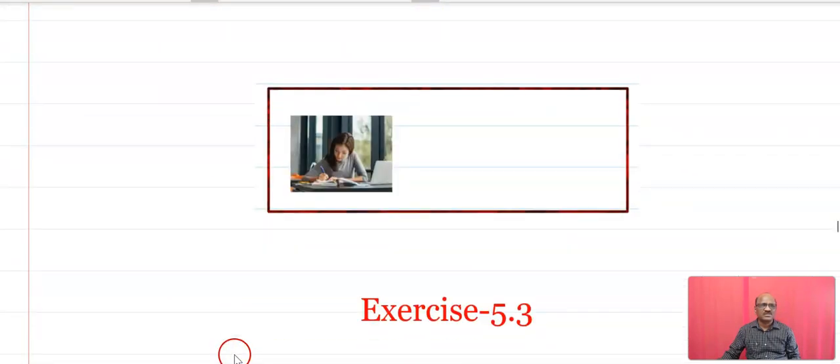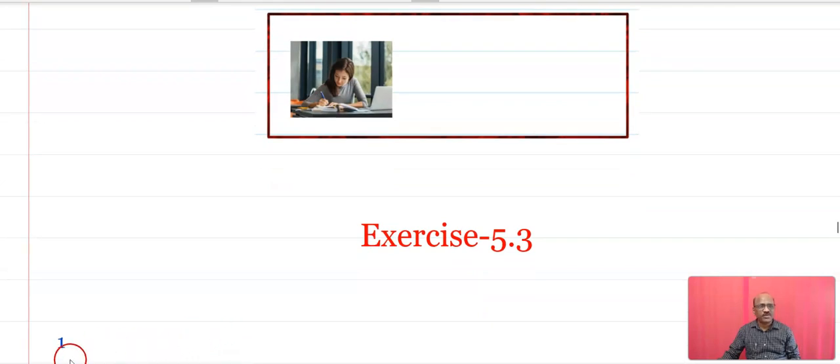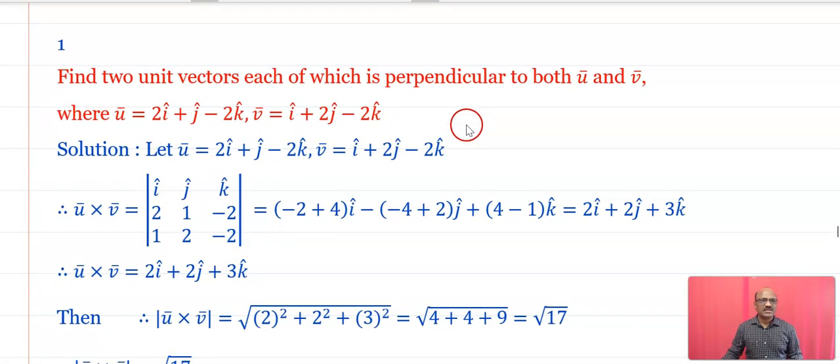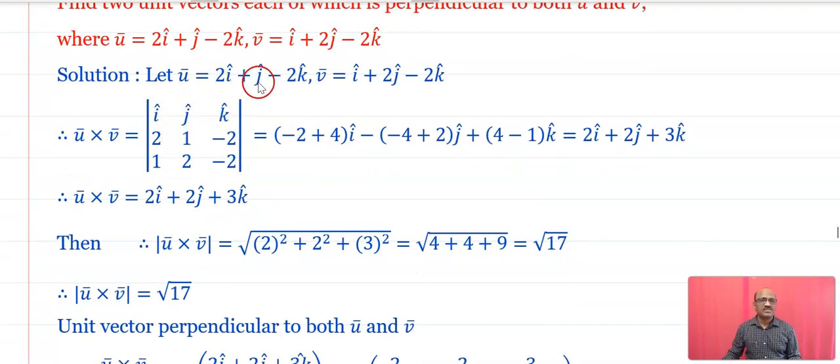Now we will start the exercise 5.3. Find two unit vectors, each of which is perpendicular to U bar and V bar, where U bar is 2i cap plus j cap minus 2k cap, and V bar is i cap plus 2j cap minus 2k cap. Here U bar is equals to 2i cap plus j cap minus 2k cap, and V bar is i cap plus 2j cap minus 2k cap.